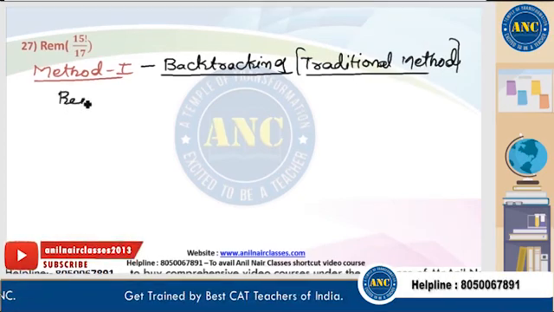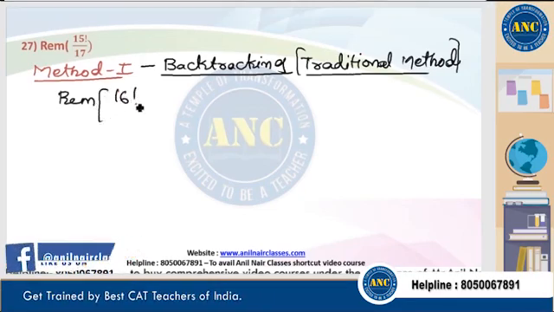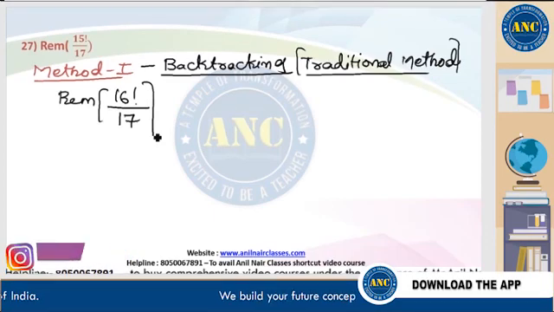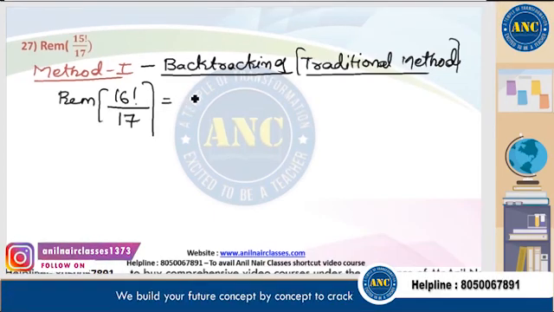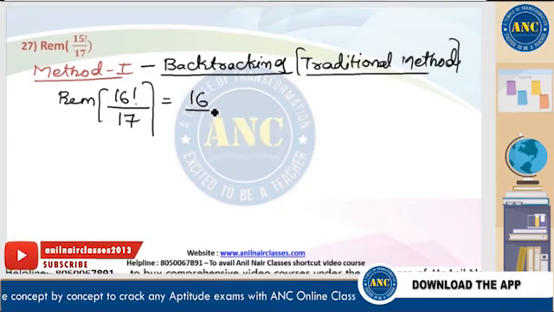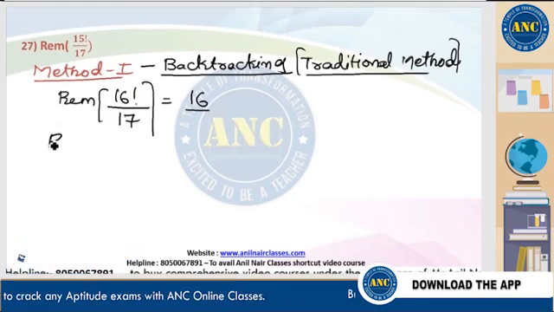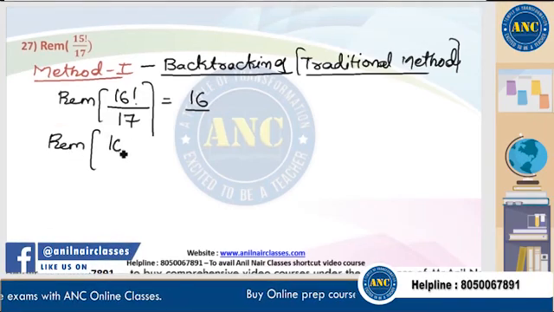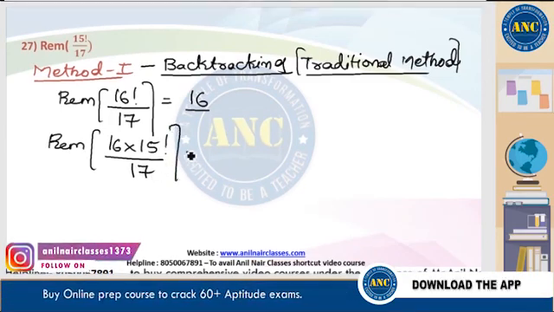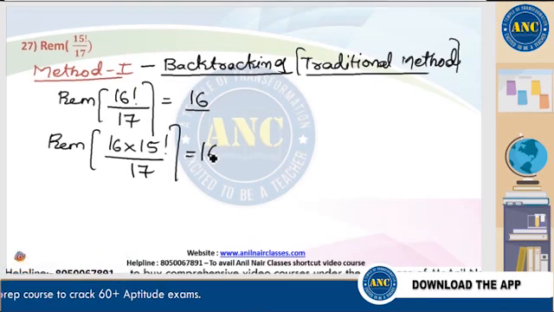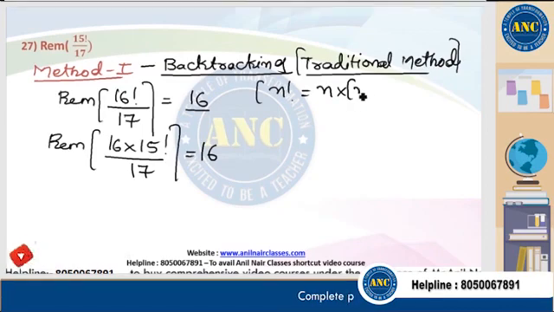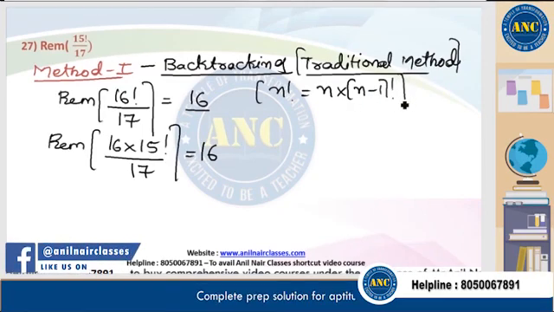Now backtracking. Just now we discussed that 16 factorial divided by 17, that is, P minus 1 factorial when divided by P, is minus 1, which is 16. Here the numerator and denominator are co-prime to each other. So 16 factorial is nothing but 16 into 15 factorial divided by 17, which is nothing but 16. I hope it is clear. For students from a non-mathematical background, n factorial is nothing but n into n minus 1 factorial.